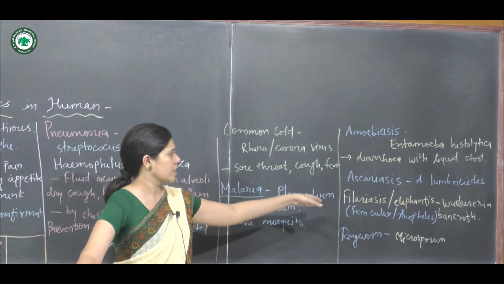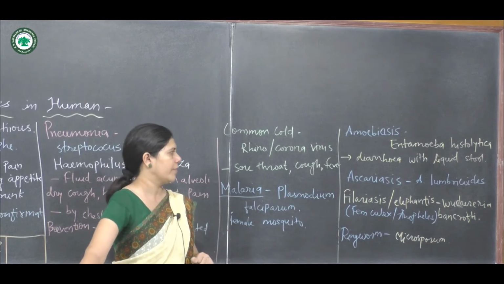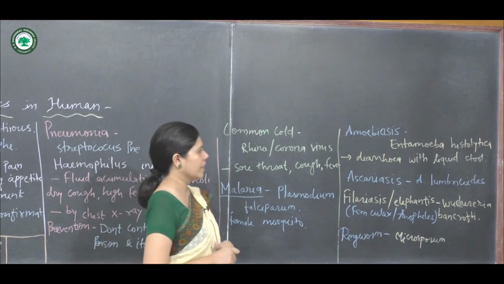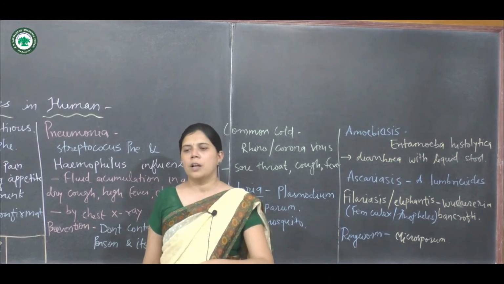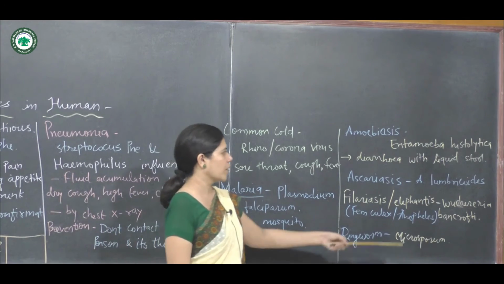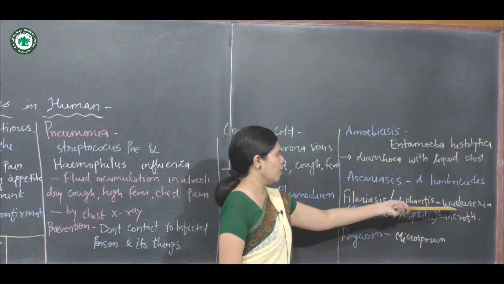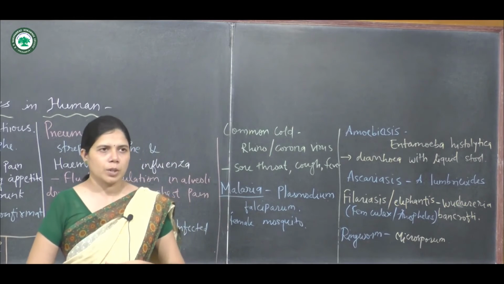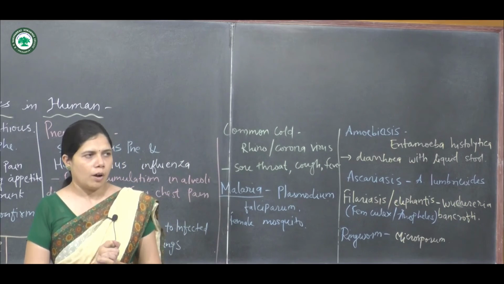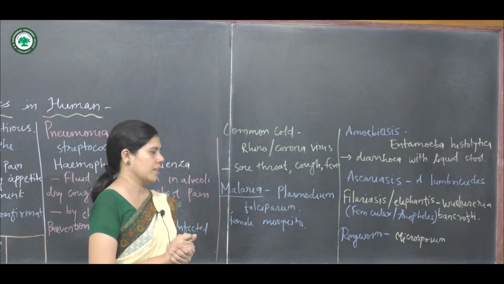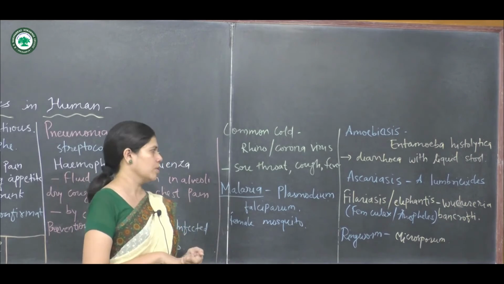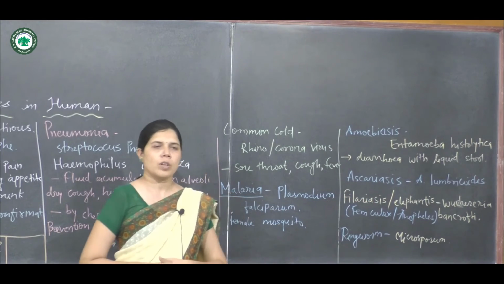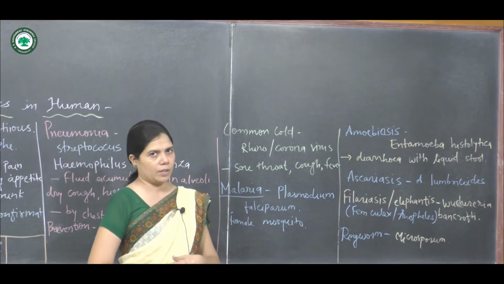Next to Ascariasis, Filariasis or elephantiasis. The Filariasis or elephantiasis disease is caused by the pathogen Wuchereria. Mosquitoes are the natural vector of the disease Filariasis. These two types of mosquitoes, female Culex and female Anopheles, cause the disease Filariasis.